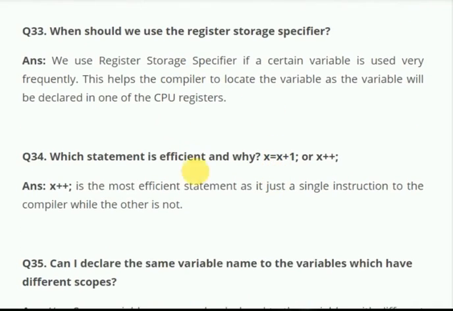So it will be stored in the CPU registers. Register index we can use to store integer variable in a register. Which statement is efficient and why? x = x + 1 or x++. x++ is the most efficient statement as it is just a single instruction for the compiler, while the other is a binary operation.